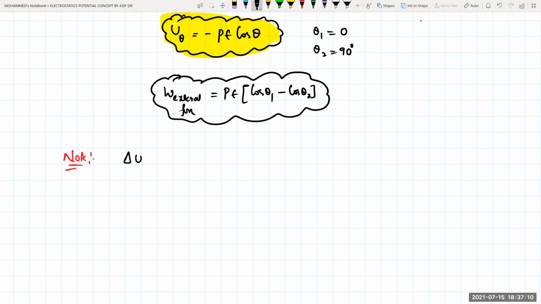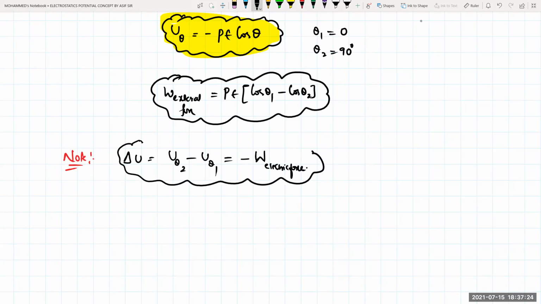Change in potential energy is equal to your final position minus your initial position. That is equal to minus the work done by your electric force. Clear? This is a general change. I already told you this in the work, power, energy concept. Change in potential energy is final energy minus initial energy. That will be equal to the negative of the work done by the electric force. Is it clear?